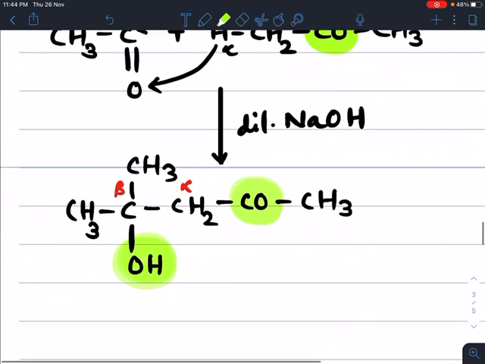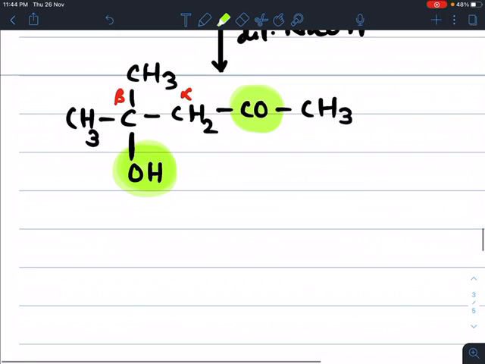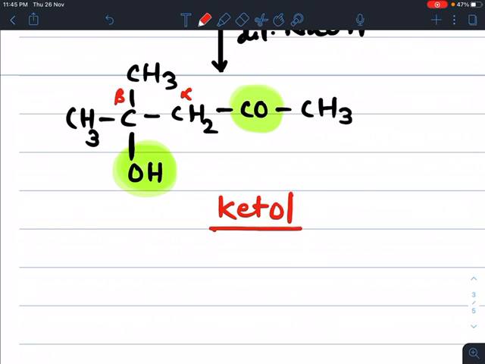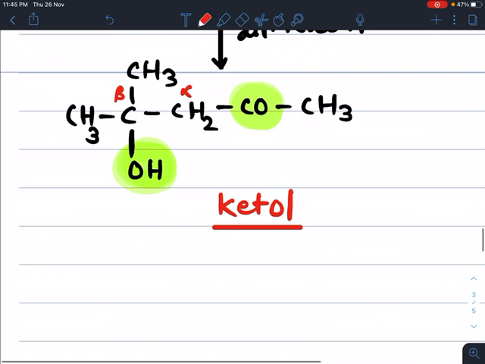If you observe, two functional groups are present in this compound: one is the ketone, the other is the alcohol. Therefore this compound is called a ketol: for ketone the prefix keto is used, and for alcohol the ending ol is used. So this is the ketol or beta hydroxy ketone. And when it undergoes further elimination reaction, before that, what is the name of this compound?